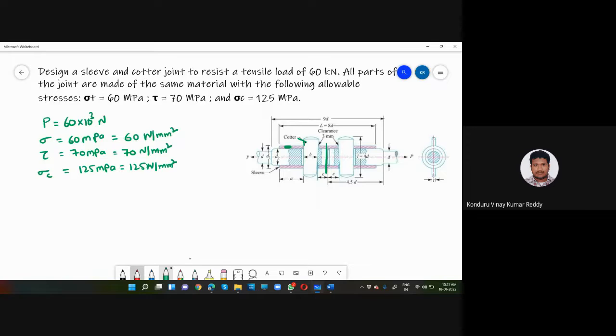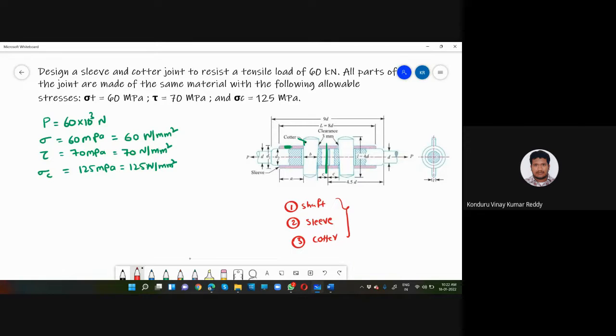Now, as in the previous case, we will be designing one after the other. In the previous case, we had to design four components: the sleeve, that is the socket, the spigot, the cotter, and also the shaft. Whereas in this case, we will be designing only three components. The first one is the shaft. Second, we have to design the sleeve. The third, we have to design the cotter. If we design these three components, that is sufficient.